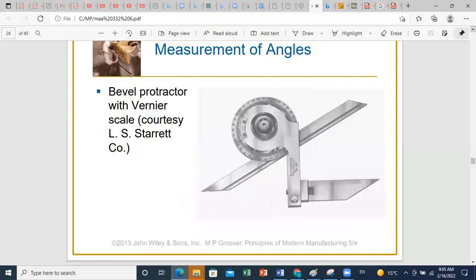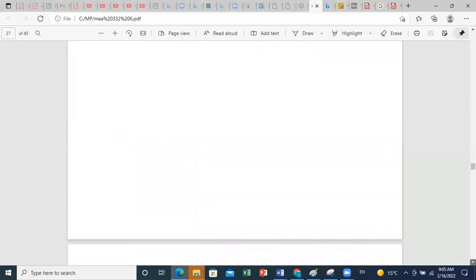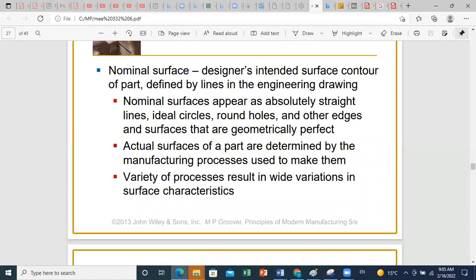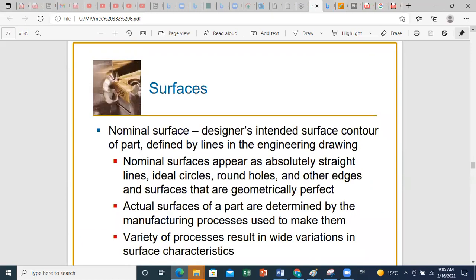Now concerning surfaces, we'll talk a little bit about surface properties. We'll define what is surface roughness, what is surface integrity, and what are the different processes that will alter surfaces.